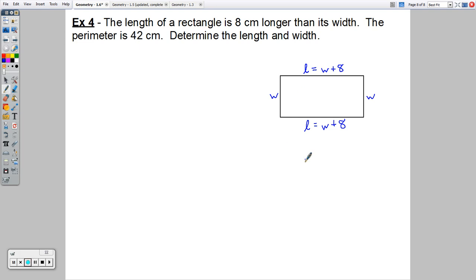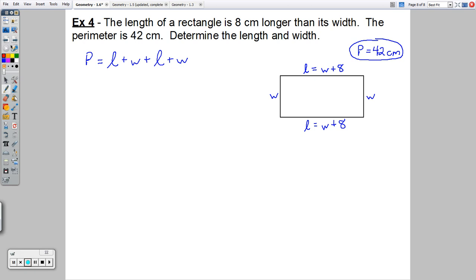So what do you have here? The perimeter, I'm told, is 42. So why don't I write that off to the side over here? The perimeter is 42 centimeters. That sounds pretty important to me. So if I add these four up, in other words, I get 42. So my perimeter is the same thing as it was before, length plus width plus length plus width. If you wanted to use the shortcut, 2L plus 2W, you could.